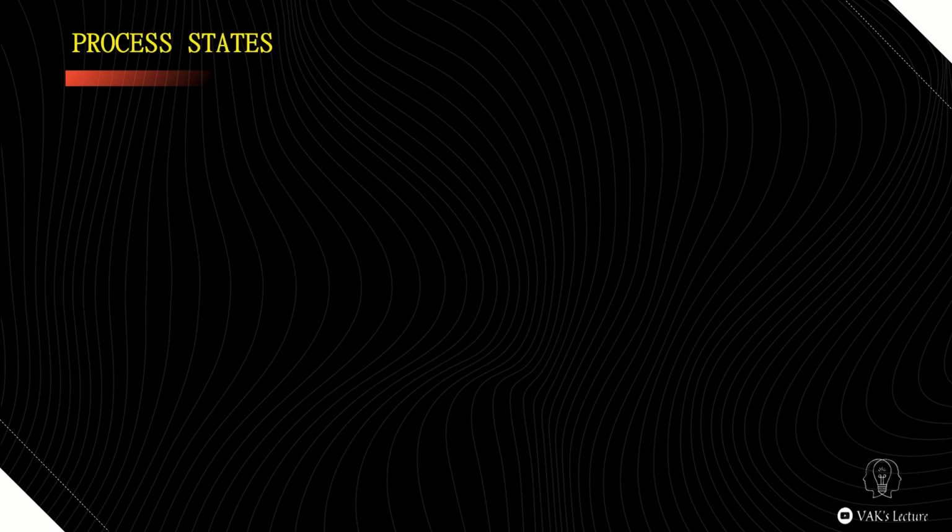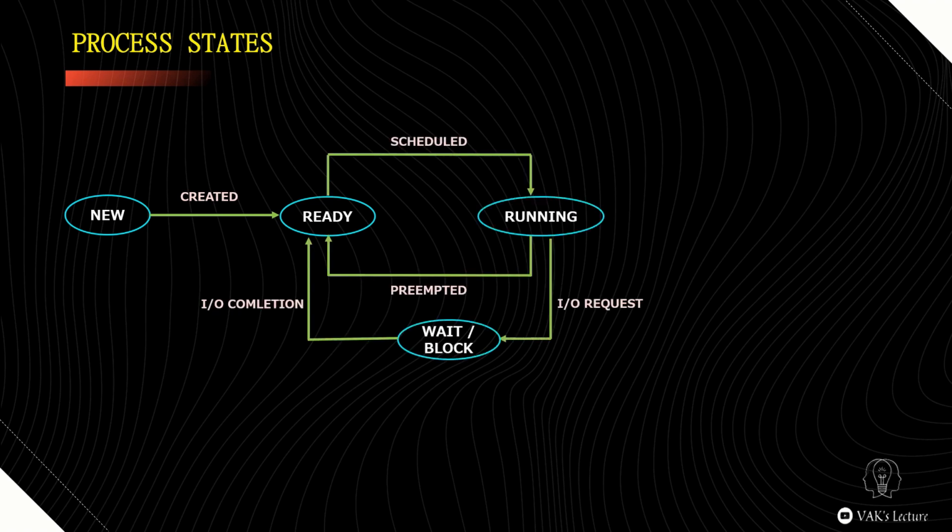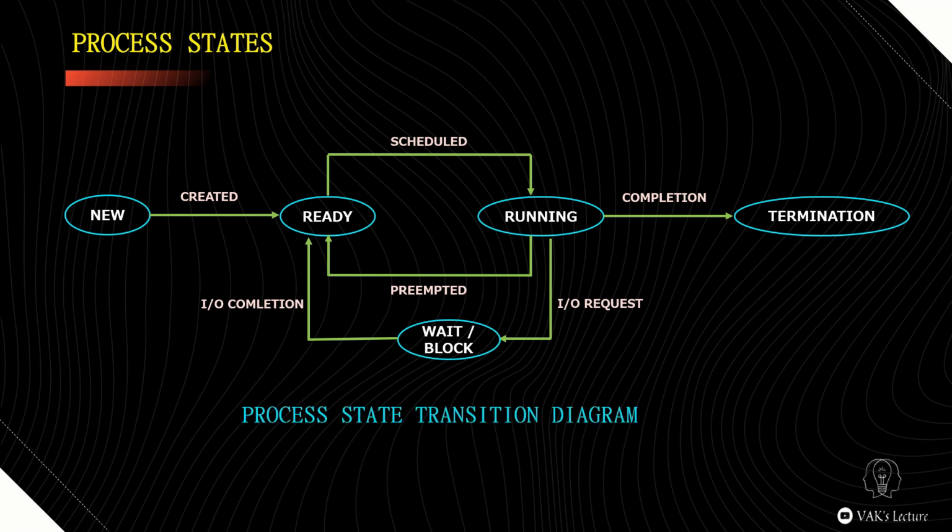There are primarily five states in the process life cycle, which are as follows: new state, next is ready, then comes running, and then the next one is wait or block, and the last one is terminated. And this is how the transition happens between the states. This complete diagram is called the process state transition diagram, or we can also call it the process life cycle. Let us understand each and every state one by one.